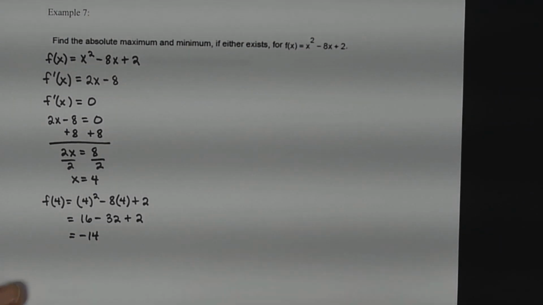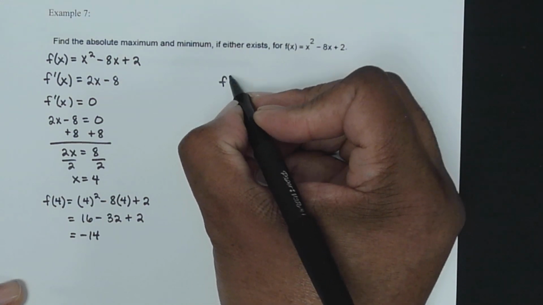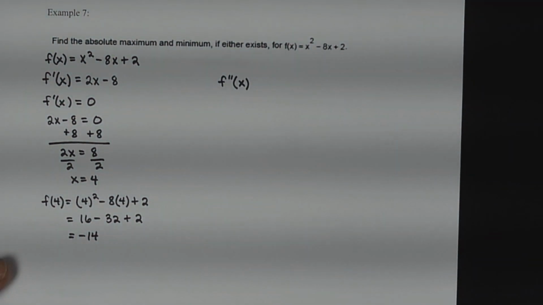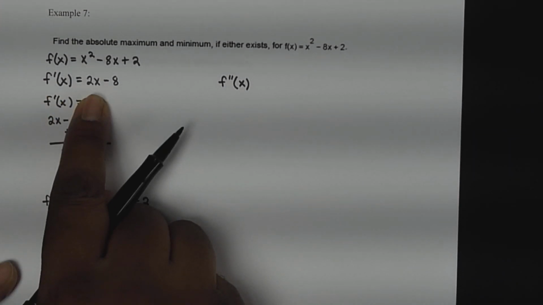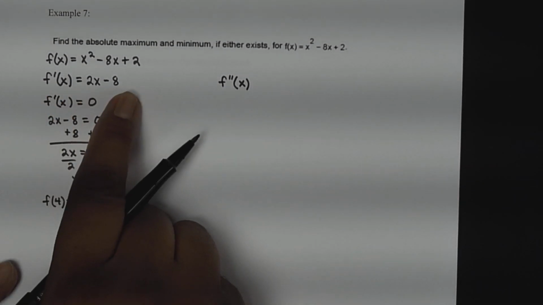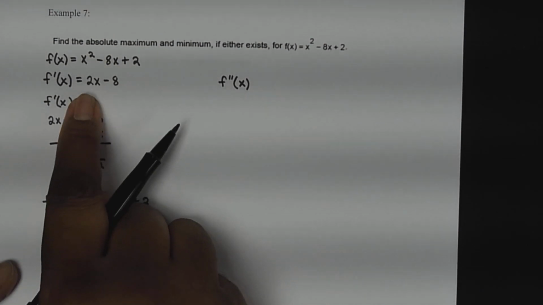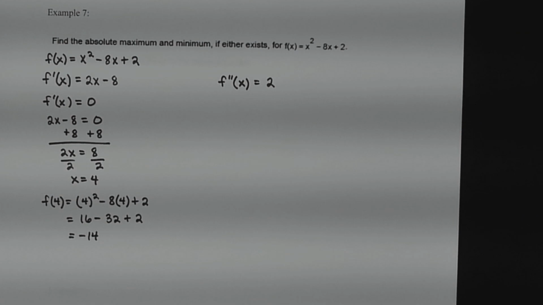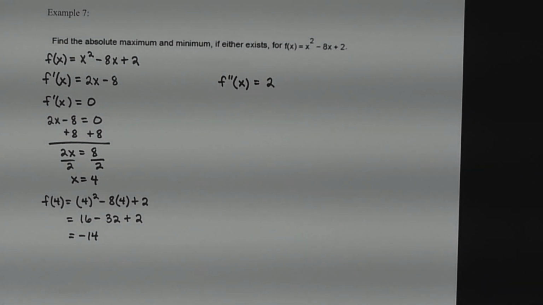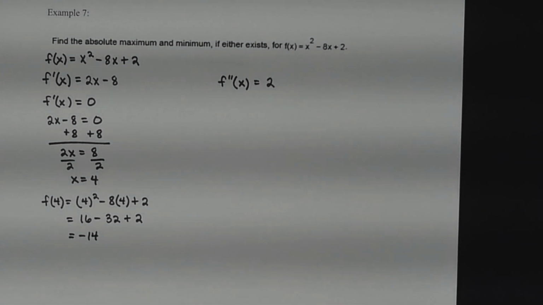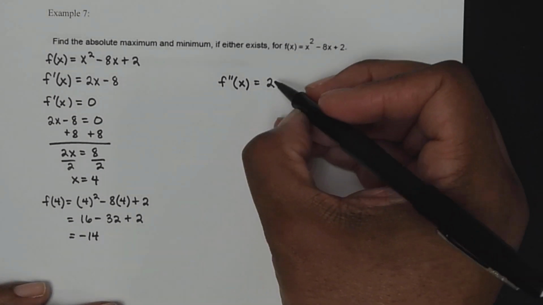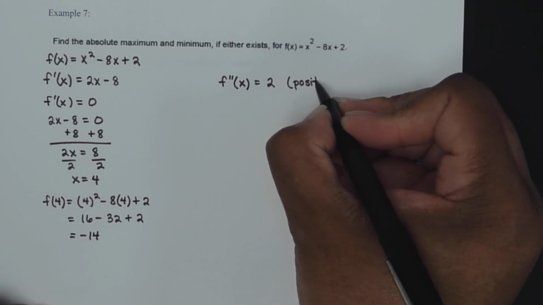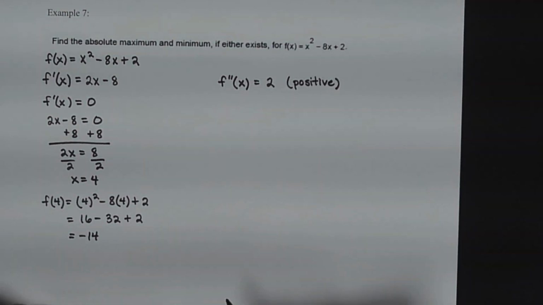Now, we know what f prime of x is. Let's find out what f double prime of x is going to be. This is where we're going to use that second derivative test. Well, if f prime of x is 2x minus 8, then the derivative of that would be f double prime of x. The derivative of 2x would just be 2, and the derivative of 8 will be 0. As you can see here, f double prime of x is equal to 2. That means we come up with a positive number.